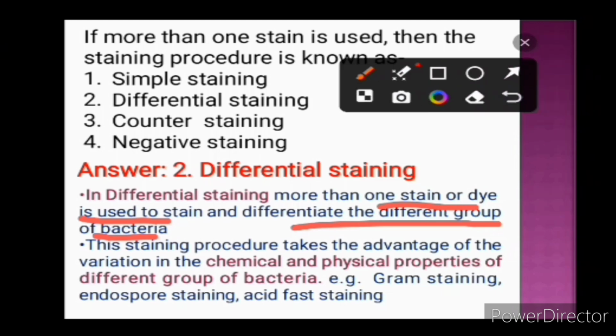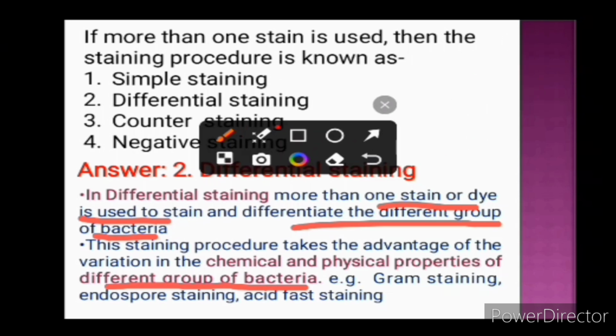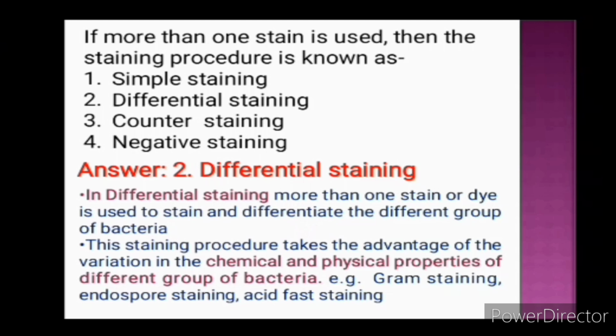In differential staining procedure, it takes the advantage of the variation in the chemical and physical properties of different groups of bacteria. The examples of differential stainings are gram staining, that differentiates between gram positive and gram negative bacteria, endospore staining, which differentiates the vegetative cell from the endospore, and the acid fast staining, which differentiates between acid fast and non-acid fast bacteria.